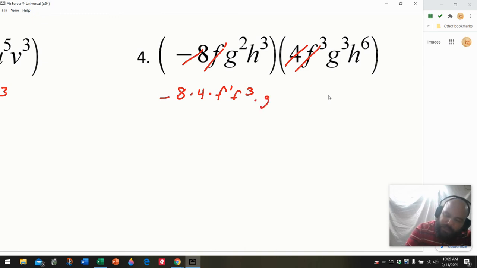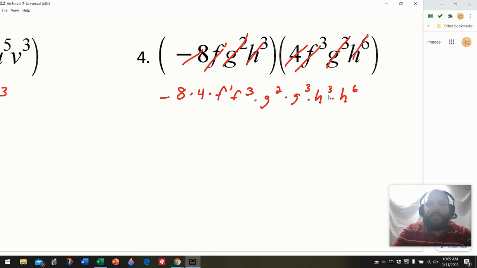Then we're going to have g to the second, and then g to the third, and then h to the third, and h to the sixth, just like that. All right, so we got everything there. Now, what we're going to do is go ahead and combine everything. So -8 times 4 is -32. We have f to the first, f to the third, which becomes f to the fourth.